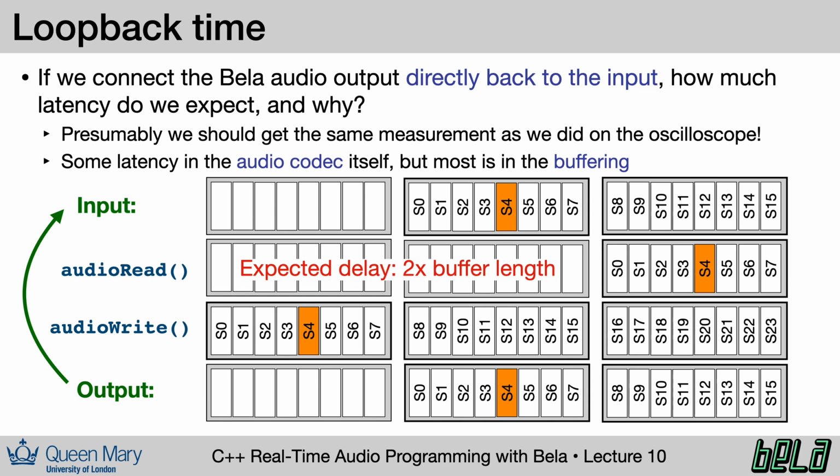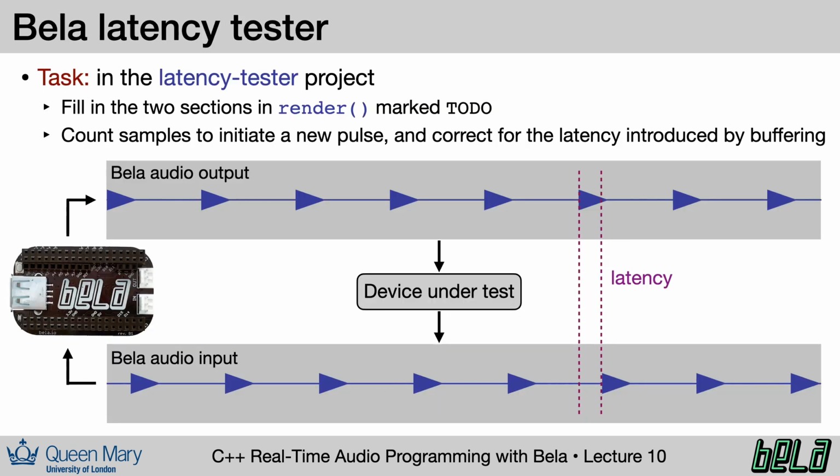This example accounts for the latency in the system buffering, but not for the latency in the codec itself. We'll look at that in a moment. Your task then is to build the latency tester project in the companion materials. This is a relatively complex project and most of it is done for you, but there's a few sections which are marked as to do. One of these sections involves counting the number of samples required to initiate a new pulse, and the second of them involves correcting for the latency introduced by the buffering.